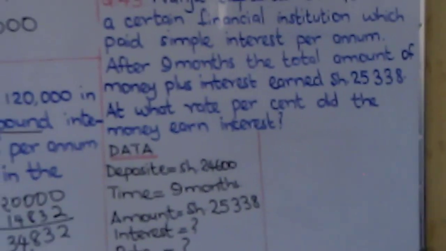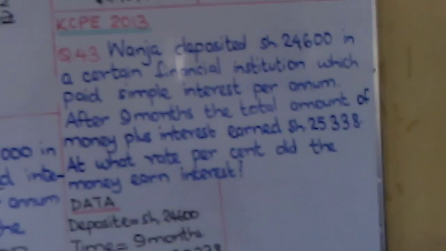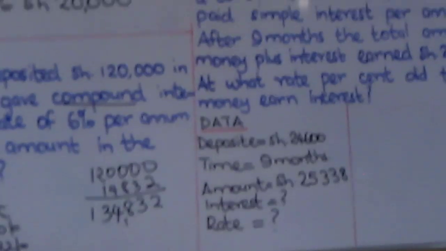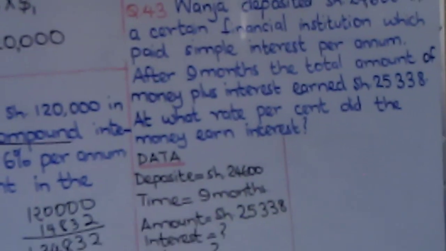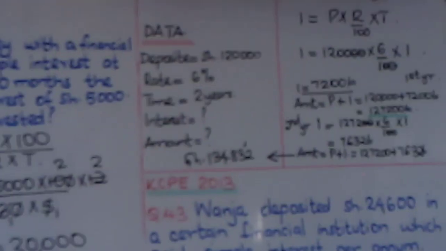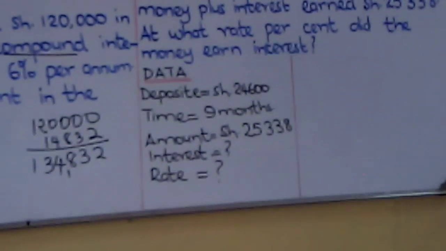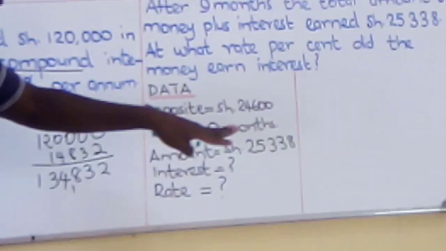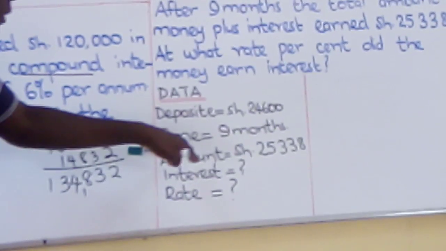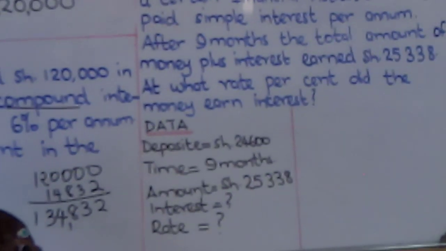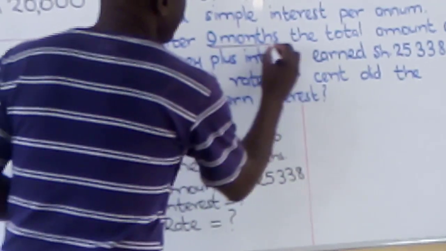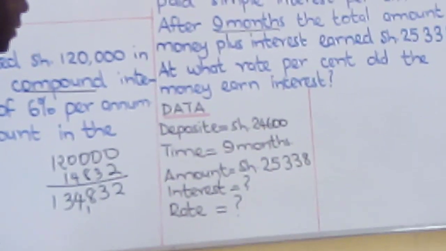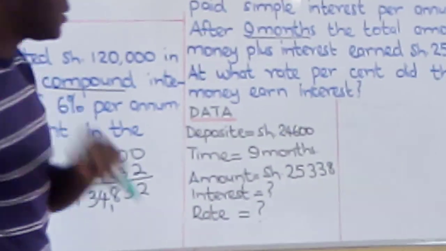We can collect data from there. Now, this data has been collected by Furaha and Lydia. They helped me collect this data, so I want us to clap for them. Very good. The deposit is 24,600 shillings. The time is 9 months. The amount is 25,338. We don't know the interest. So our first task is to find interest.